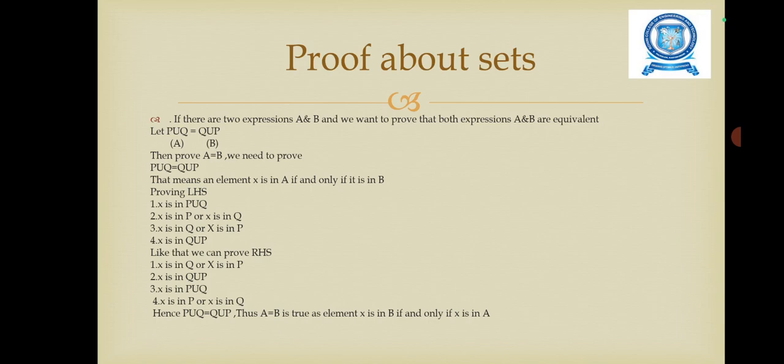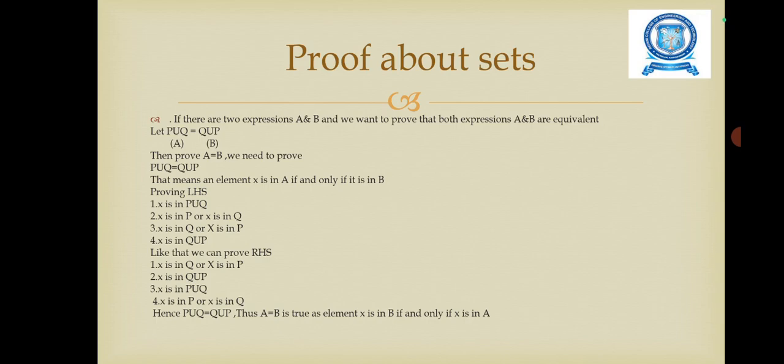A set is a collection of elements or items. By giving proof about the set, we try to prove certain properties of the set. For example, just consider two expressions A and B. Here we have to prove that both expressions A and B are equivalent. For that, consider P union Q equal to Q union P. Here P union Q is considered as A, Q union P is considered as B. Here we have to prove A equal to B.